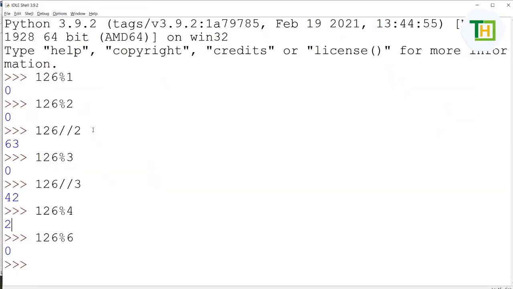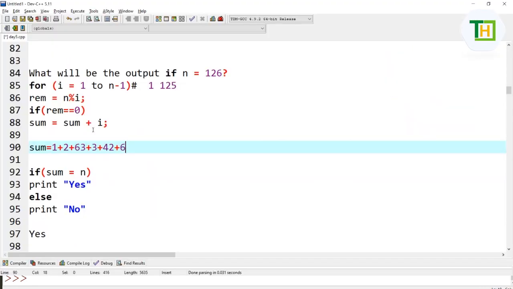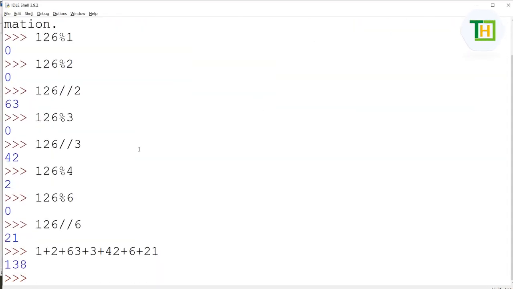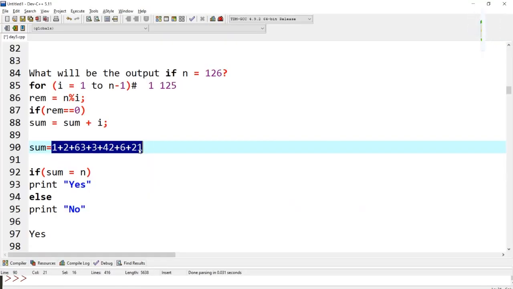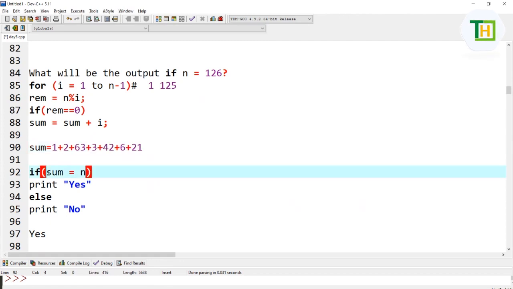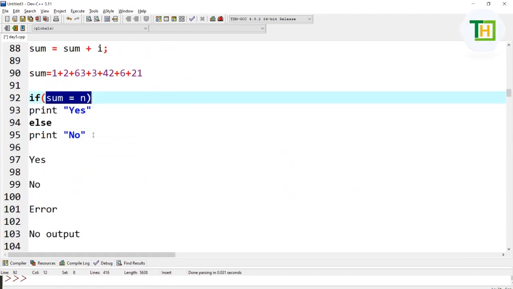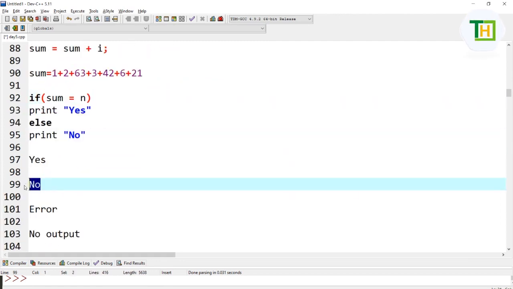And how many times is it divisible by 6? That is 21. I'm going to add 21 also. And just observe here, the sum has already crossed 126, right? Then it is not true here. Then I will go for print no. The answer is going to be no here.